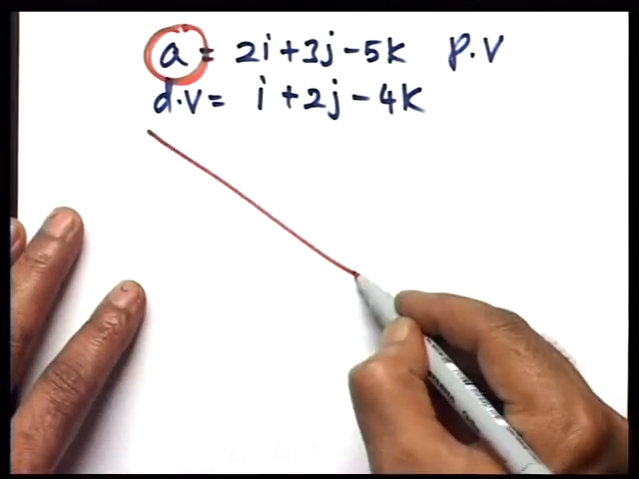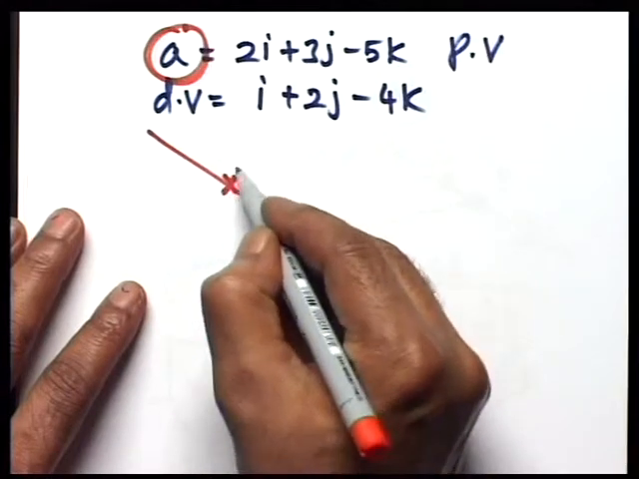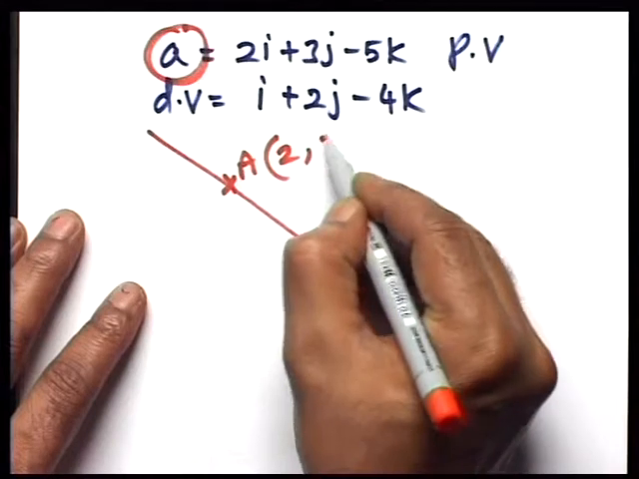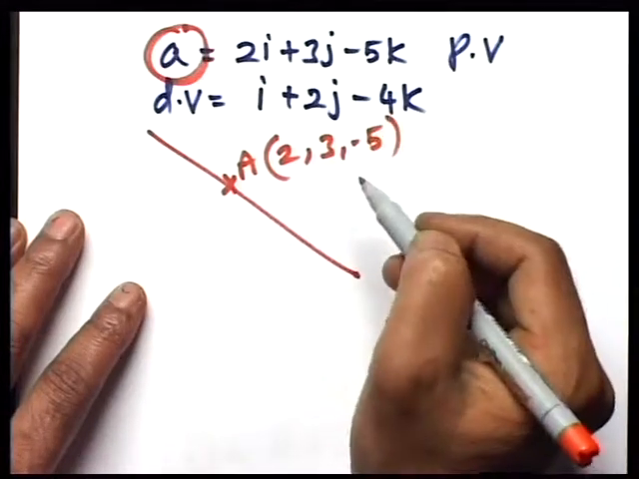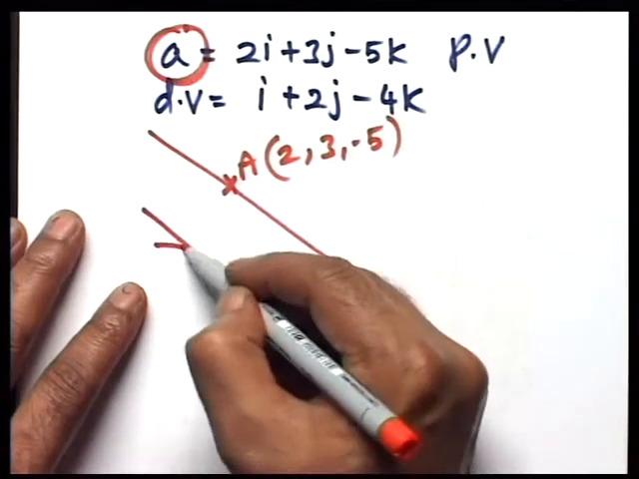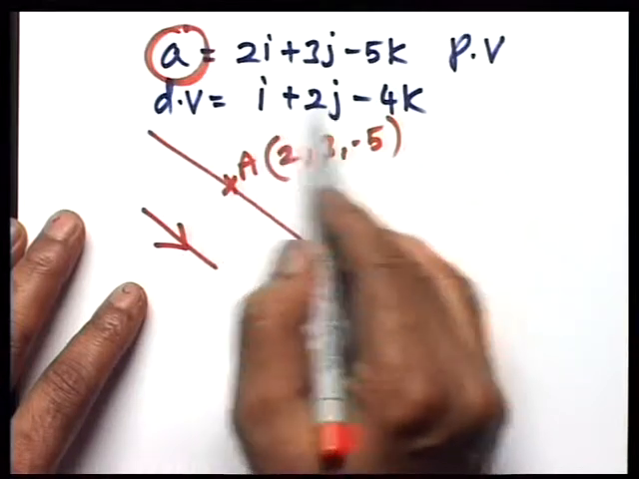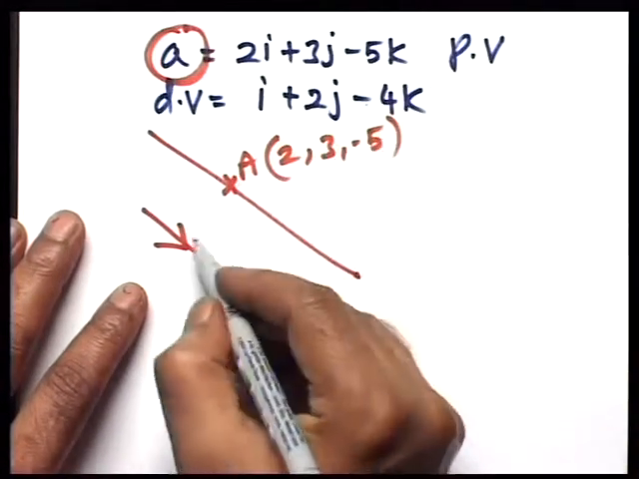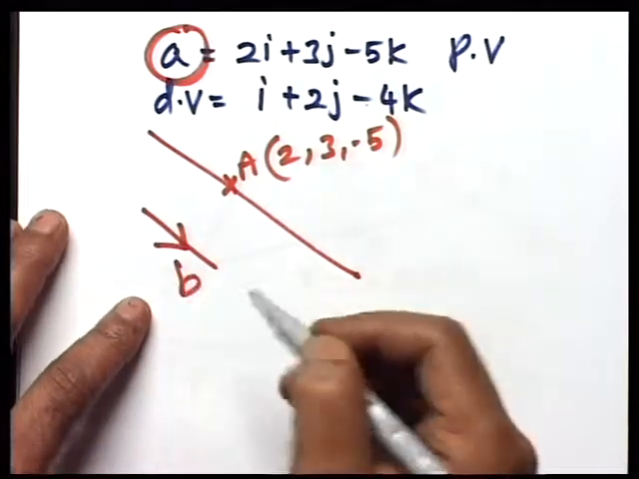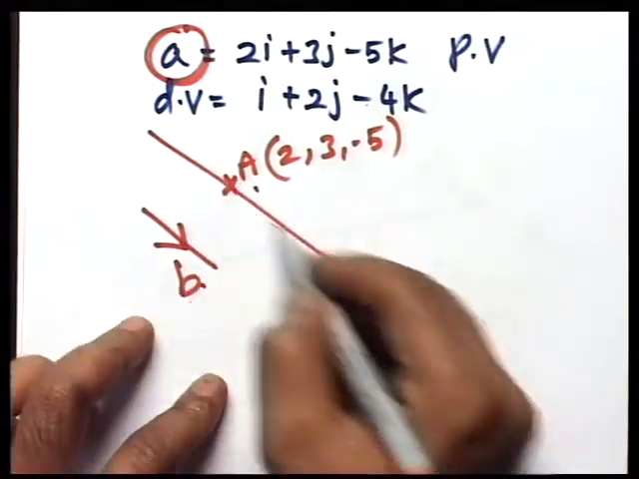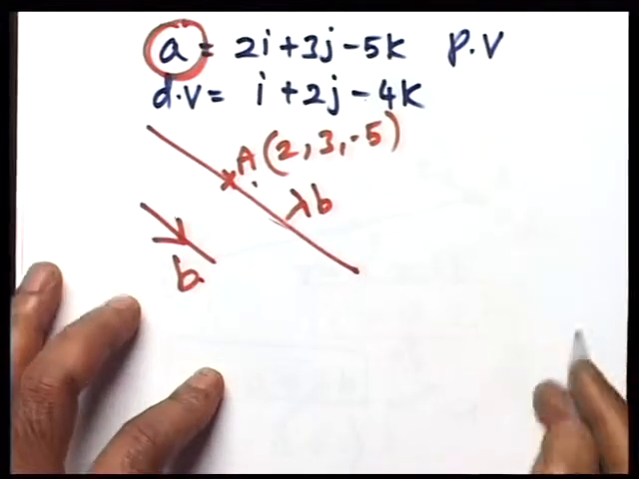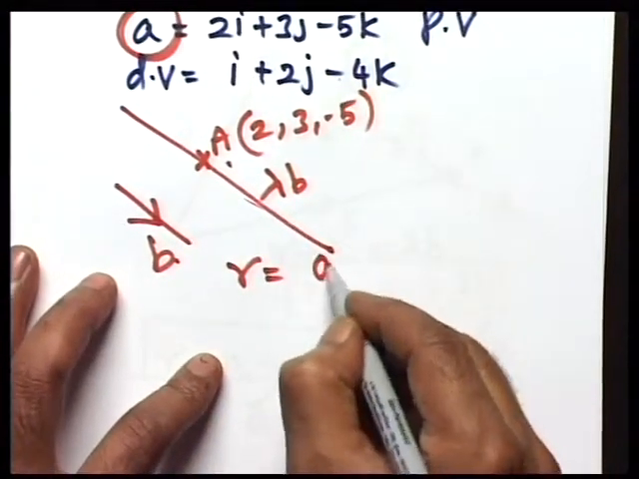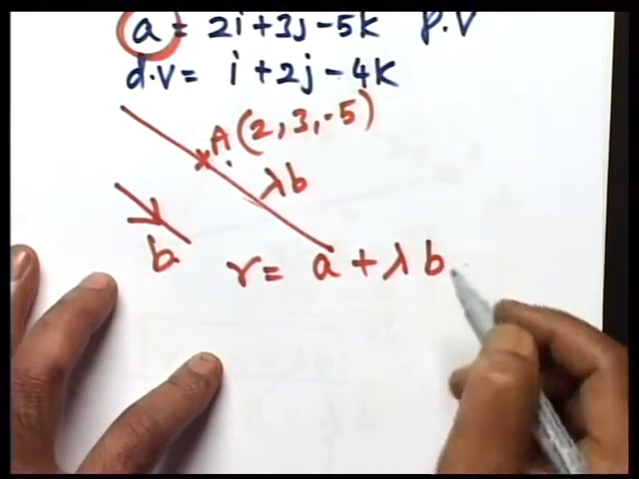So I have a straight line, right? It's passing through a point called A, and the coordinates are 2, 3, minus 5. Watch, 2, 3, minus 5. This is parallel to another vector called i plus 2j minus 4k, right? So this is like B now. It's parallel to that, so that length should be lambda B. So what we do, we say R equals A plus lambda B.